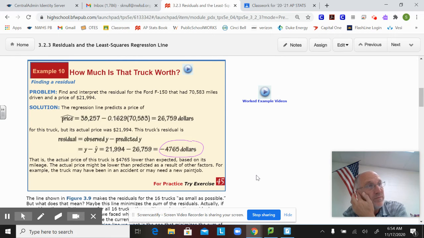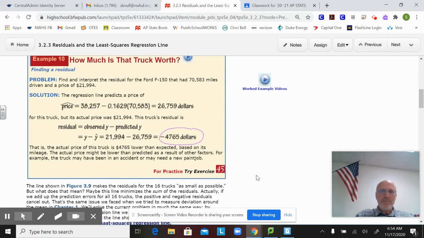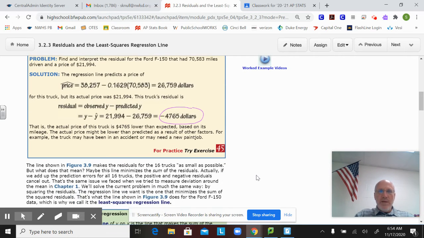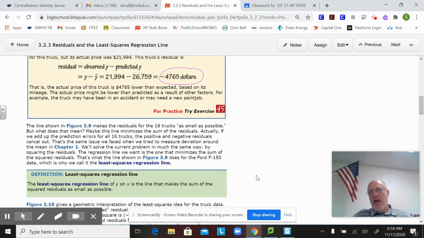You don't need to make up a story behind it, but you have to be able to interpret it. If a residual is a positive number, then the actual price would be $47.65 more than the expected price based on the number of miles. But this one happens to be negative. Okay. Now let's talk about this actual line which we're talking about.